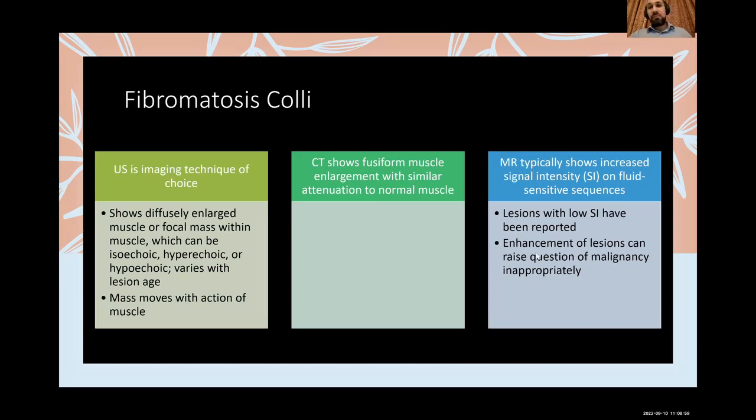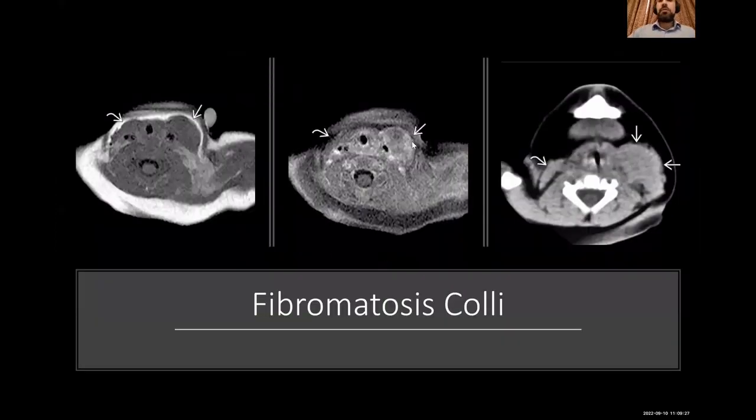In the MRI, fibromatosis coli shows low signal in all sequences. Enhancement of the lesions is variable, and sometimes when it is early, it can enhance, and this can be a reason for overcalling it as malignancy. This is fibromatosis coli, here post contrast, pre contrast, and here it is in the CT.